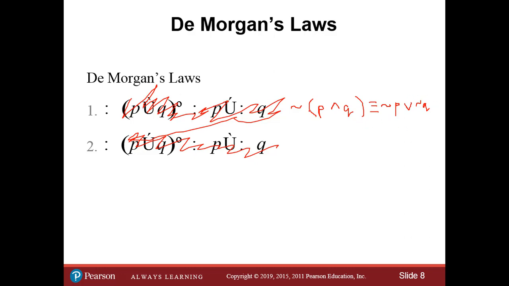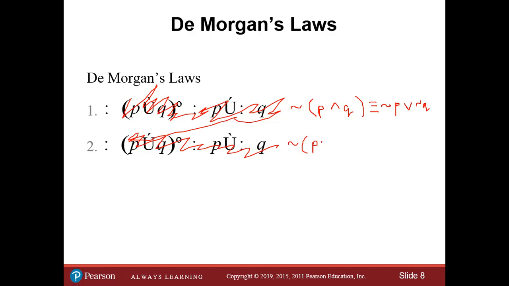It's a little sloppy, but DeMorgan's law says we're going to distribute. So this is sort of like the distributive law for logic. We can negate both sides, right? So we can distribute the negation by flipping the symbol from and to or, and then negating both sides. So we get not P or not Q. So these are equivalent.